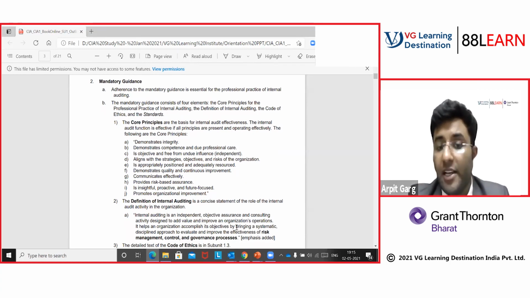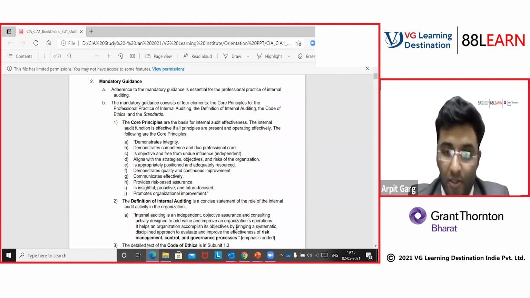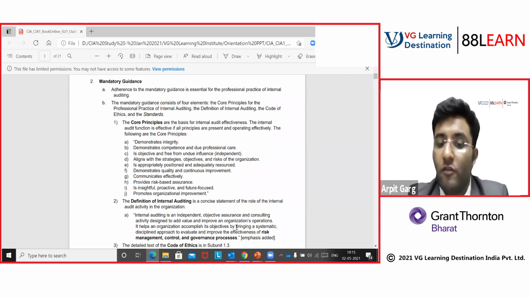The definition of internal auditing is a concise statement of the role of the internal audit activity in the organization. Internal auditing is an independent, objective assurance and consulting activity designed to add value, I'll repeat, add value and improve an organization's operations. It helps an organization accomplish its objectives by bringing a systematic, disciplined approach to evaluate and improve the effectiveness of risk management, control, and governance processes.